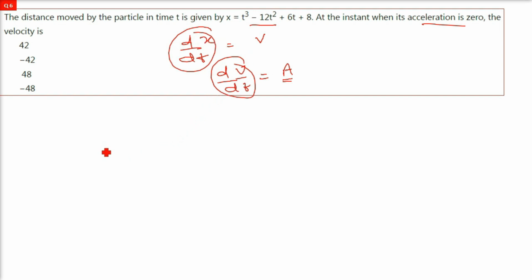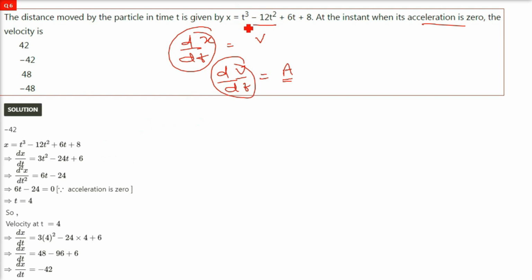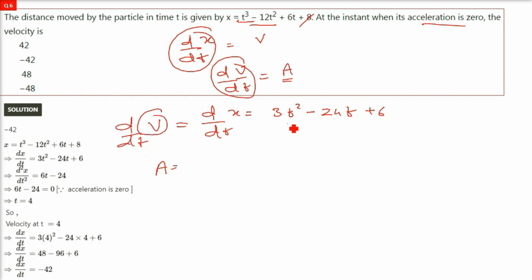So x is t cube minus 12t square plus 6t plus 8. I'm directly differentiating it. t cube gives 3t square, 12t square gives 24t, and this will remain as 6. This is going to be 0. So this is dx by dt, that is velocity. Now acceleration, dv by dt, we have to find out. So we have to again differentiate this, but remember this expression will be used just now. So 6t minus 24. The acceleration is 0 at the instant, so just put it as 0. 6t is 24, t is 4, since 6 times 4 is 24. Now t is 4 here.